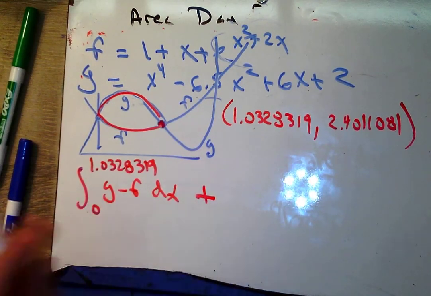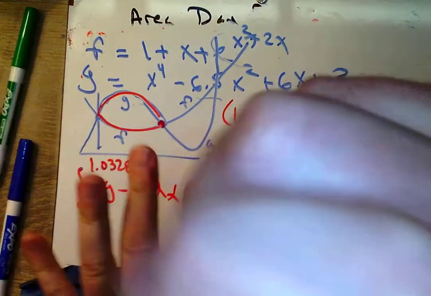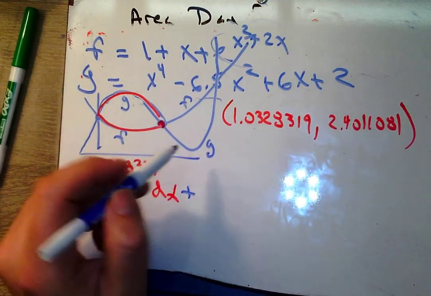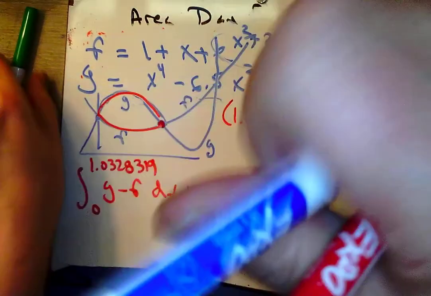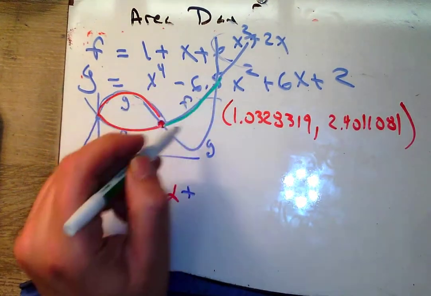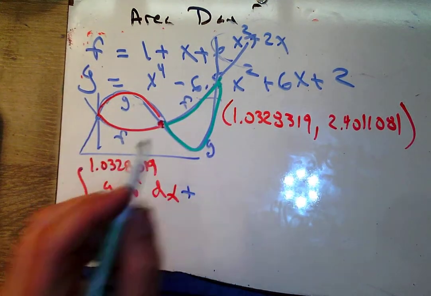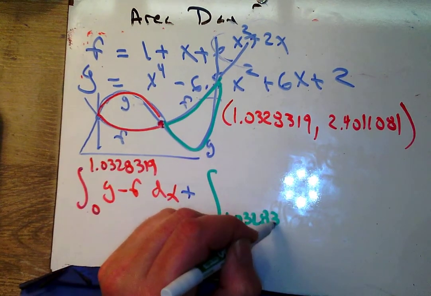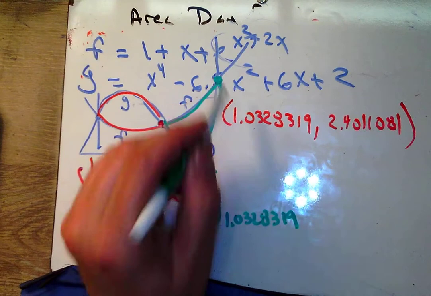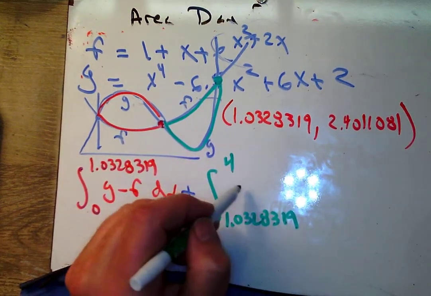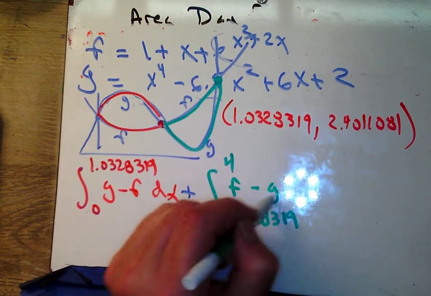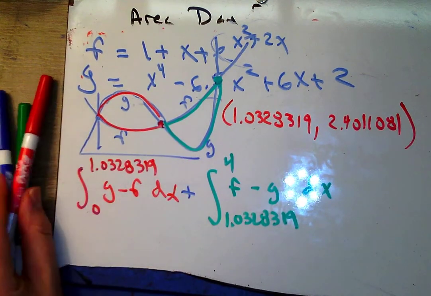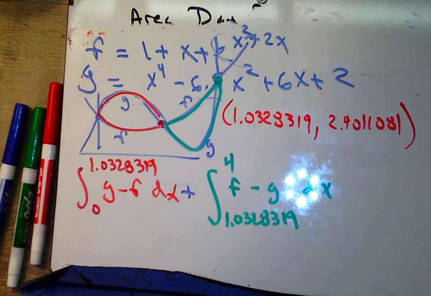And I want to add to that the integral where f is on top and g is on the bottom. So it's going to be the integral from 1.0328319 up to this x value here at 4, and that's going to be f minus g dx. I'll do it in my calculator so that you can have a value for that.